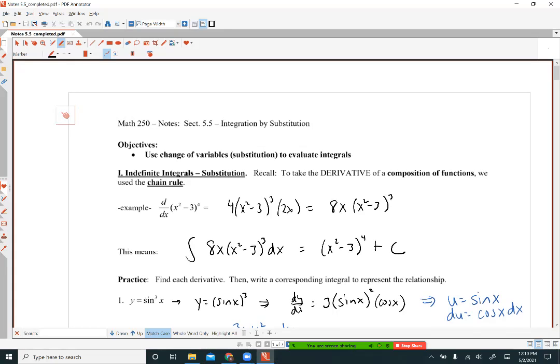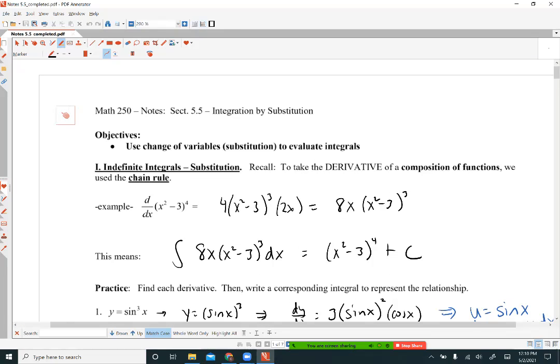Let me see if I can make this a little bit bigger. So this function right here, we're going to take the derivative of the quantity x squared minus 3 raised to the fourth. Now, we can do it with the chain rule. And so what you get there, after you do the simplification, is 8x times the quantity x squared minus 3 raised to the third power.